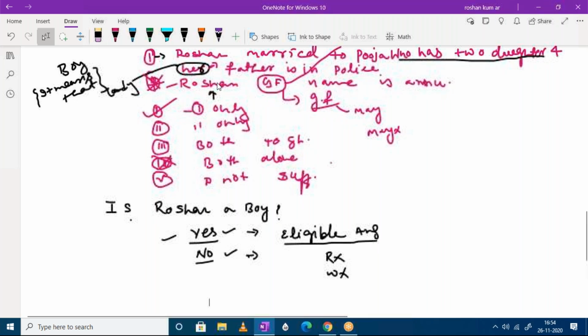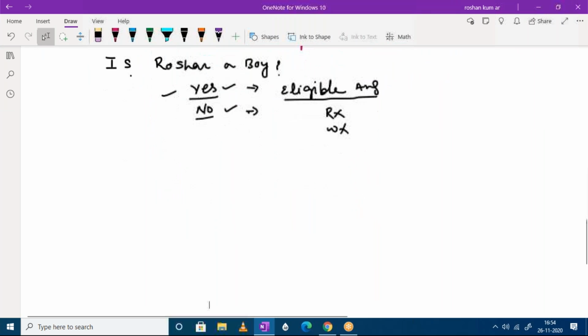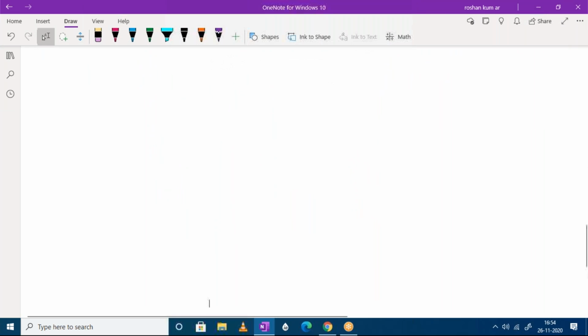See, the only thing I'm trying to discuss is that don't go with the name. Anyone can have any name. Name does not symbolize the gender of a human being. Don't go with the name. These kinds of tricks will be a part of your data sufficiency questions, which we'll be taking in the class. We'll have all sorts of questions together in the class, and we'll practice that. Any doubt in this question, guys?